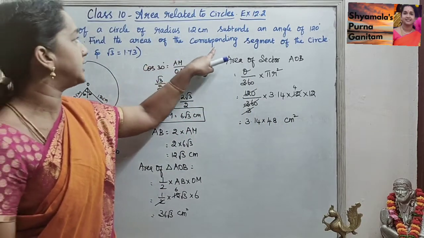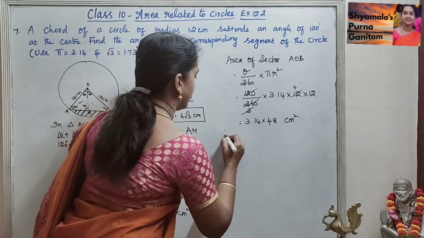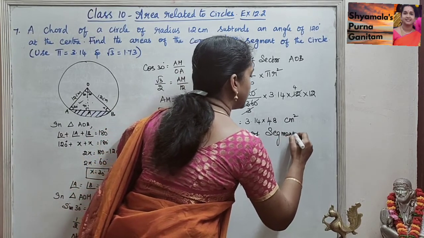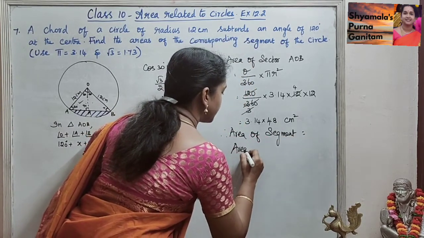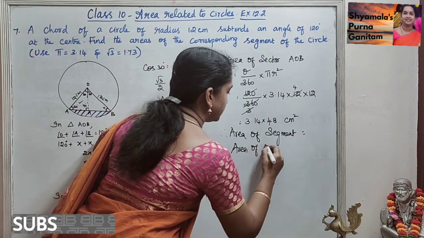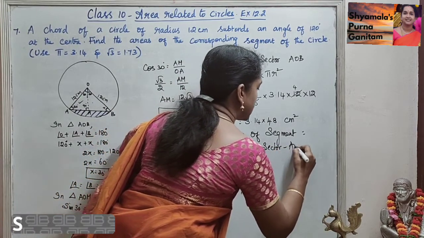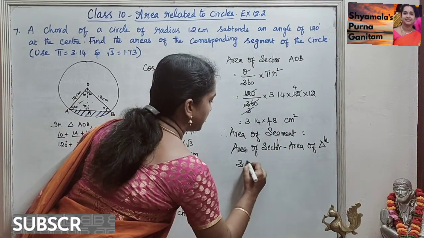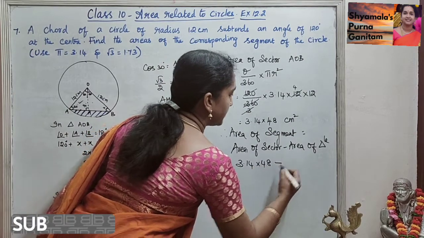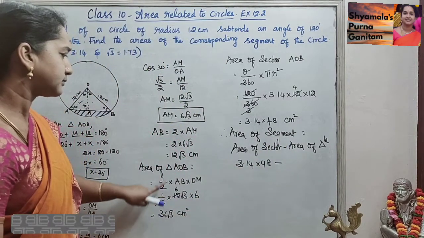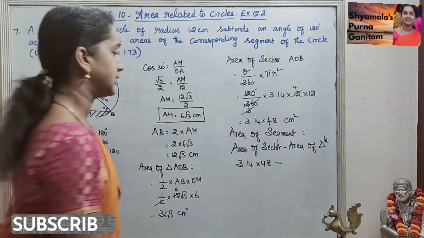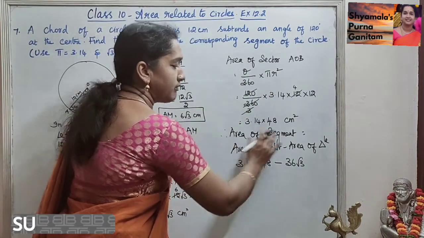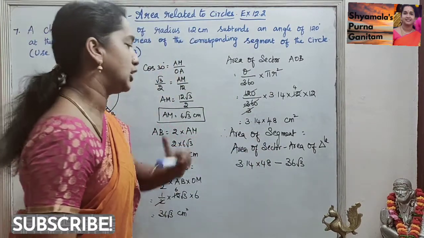We are asked to find the area of the segment. Therefore, area of segment is equal to area of sector minus area of triangle. So the area of the sector is 3.14 into 48, minus the area of the triangle, which is 36 root 3 centimeter square. So when we simplify this, we will get the area of the segment.